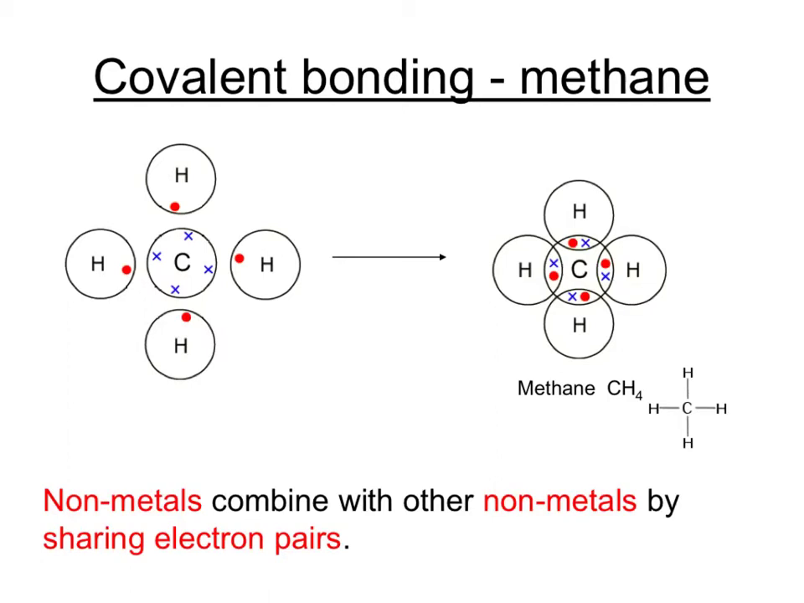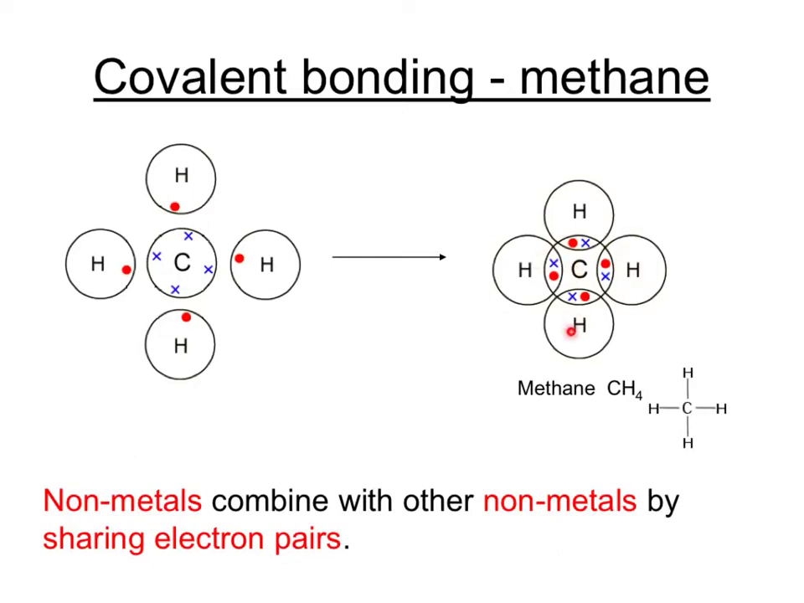By overlapping their shells, as shown here on the right, carbon has the appearance of having 8 electrons in its outer shell, and the hydrogen has the appearance of having 2 electrons in its outer shell. Instead, the electrons are shared between the two in these 4 bonding pairs.